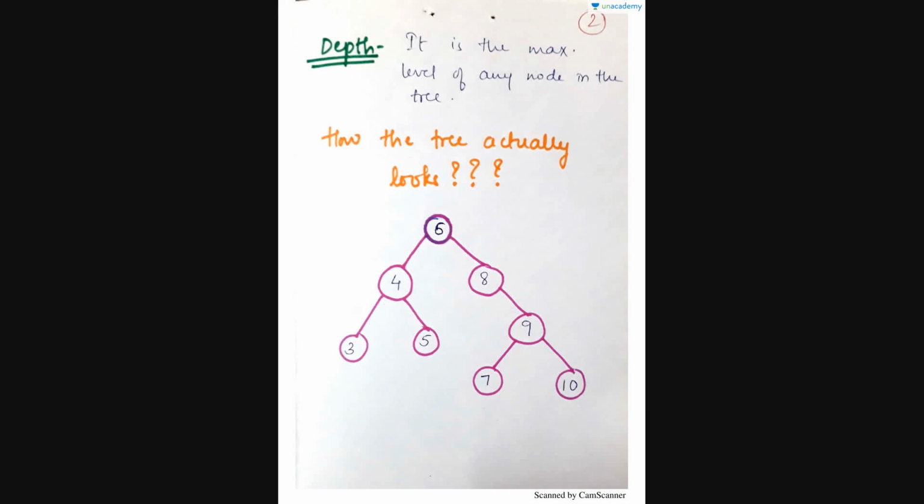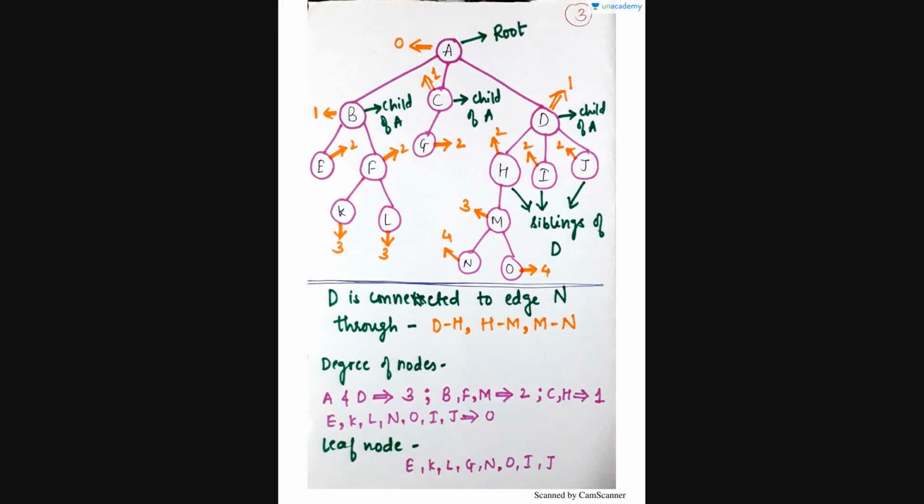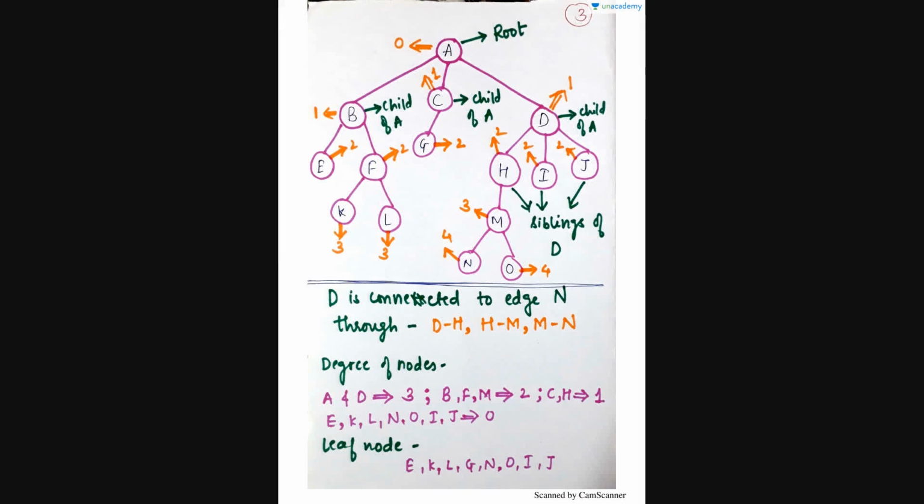So how exactly the tree looks is in this way. The tree looks in this way. So here, what the root node is, what the level is, what the parent is, what the sibling is, I'll be showing in the next image. So here, A is the root node. What I used in the root definition was, it is a special node in the tree structure and the entire tree is referred through it. So in this diagram, this A is the one main important node where all the rest of the nodes are attached to A. So this is the root node, that is, the topmost node is nothing but the root node.